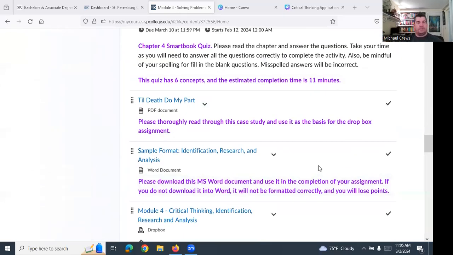What I want to draw your attention to first is the Till Death Do Us Part case. Okay, it says, please thoroughly read through this case study and use it as a basis for the Dropbox assignment. This is the case that you're required to use for your assignments. If you use any other case, if you make up any case, you're going to get a 0. I don't know why this happens, but every semester somebody just skips over this and makes up their own case study, and it's not what we're going for here.